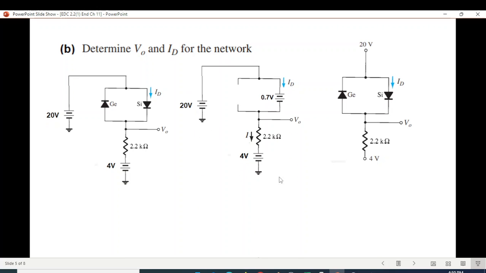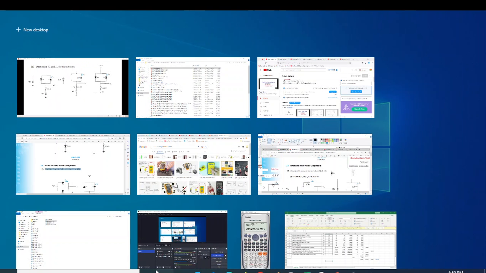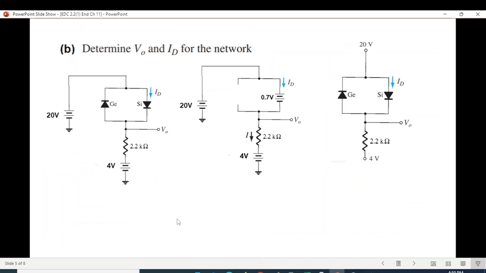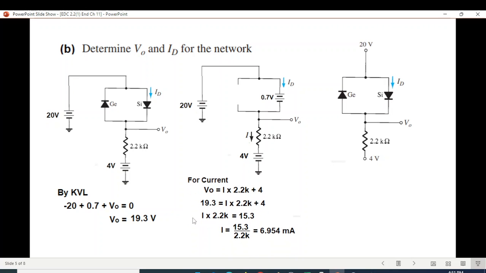And now this circuit we can easily solve for V naught and I. So minus 20 from here, plus 0.7 and plus V naught. So we are first calculating V naught. V naught is 19.3.